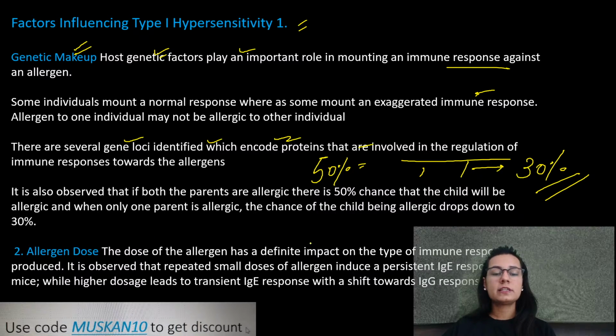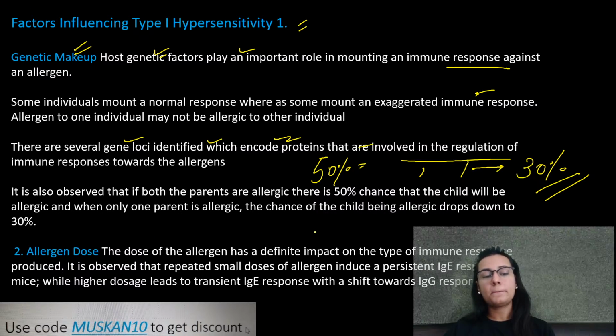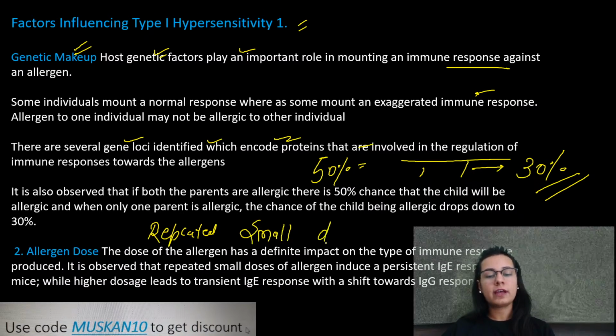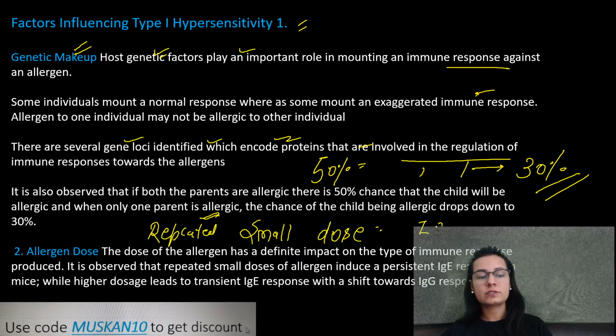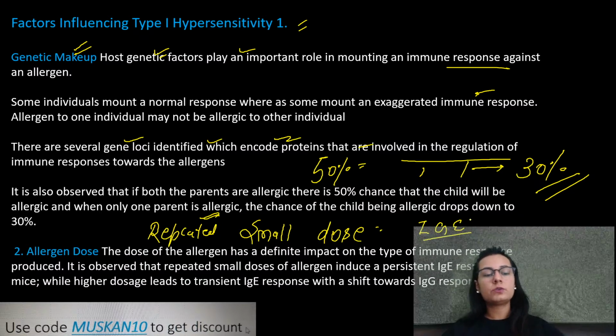Dose, the dose has a definite impact. It is observed that repeated small dose of allergen induces a persistent IgE response. In mice, a higher dose will lead to a transient response which shifts towards the IgG response. Therefore, if a repeated small dose is given, the chances of the allergic reactions are less compared to the higher doses.